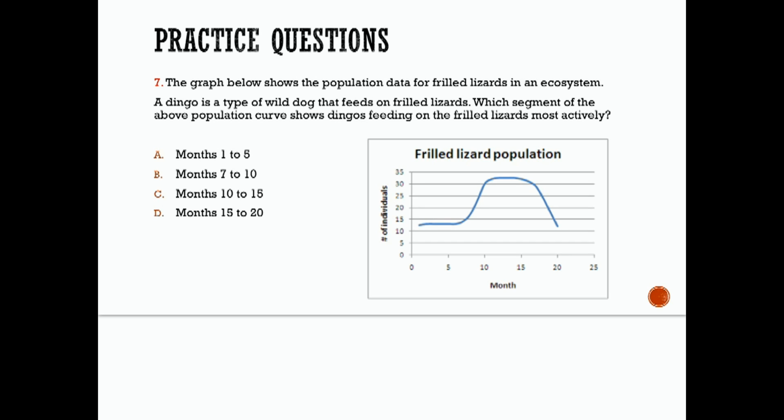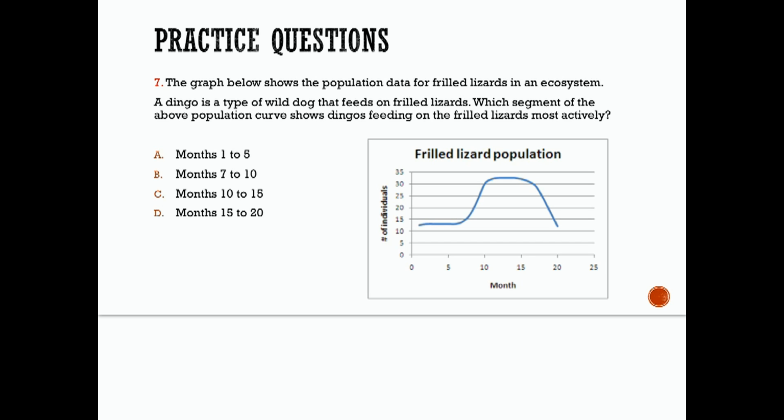Number 7, this graph shows the population data for frilled lizards in an ecosystem. A dingo is a type of wild dog that feeds on these frilled lizards. So, which segment of the population curve shows dingoes feeding on the frilled lizards most actively? Okay, so you're going to go by which section by month. So pause this and see what you think. Which segment of this population curve shows dingoes feeding on the frilled lizards most actively?